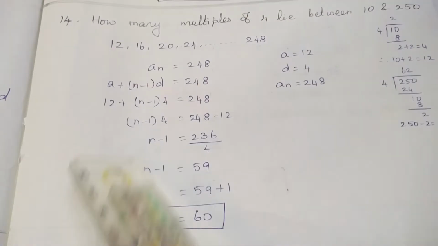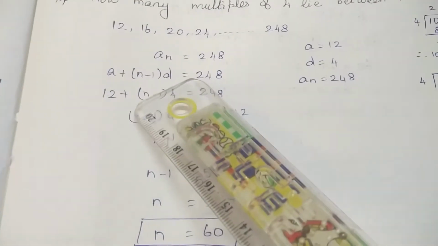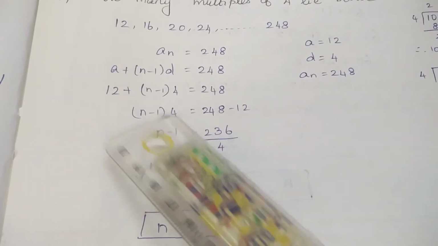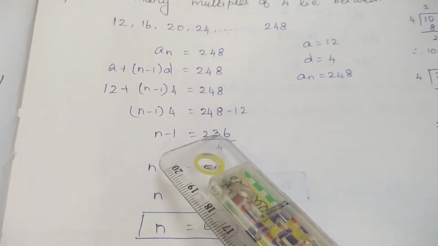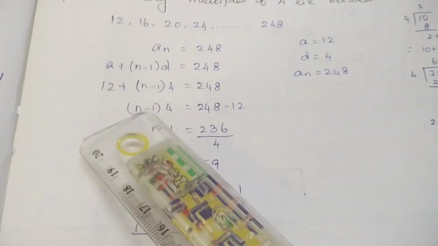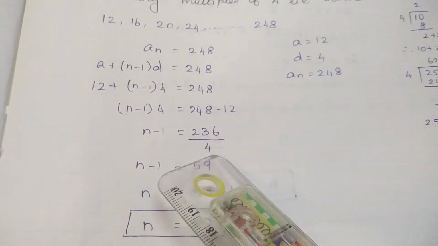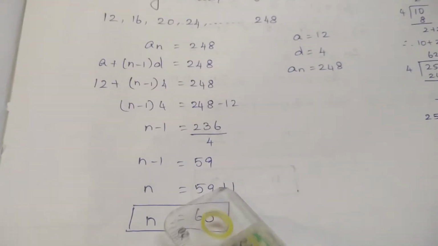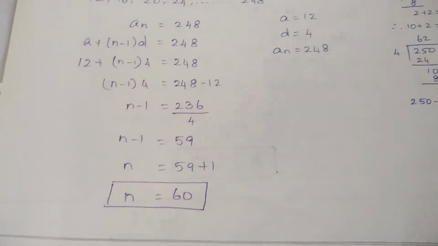Then as usual you use the general term, A plus N minus 1 into D equals 248, so 12 plus N minus 1 into 4. This plus 12 will go after the equal sign as minus 12. Subtract and you get 236, and here it is in the process of multiplication, so after the equal sign we divide. If you divide, you get 59, and then minus 1 will come to this side as plus 1. So you get the N value equal to 60.